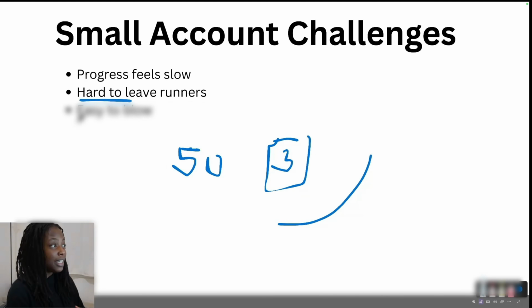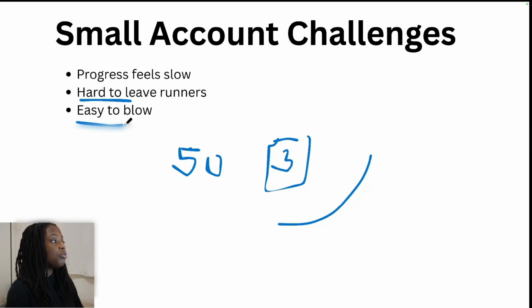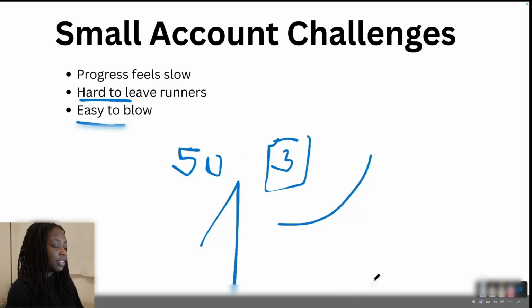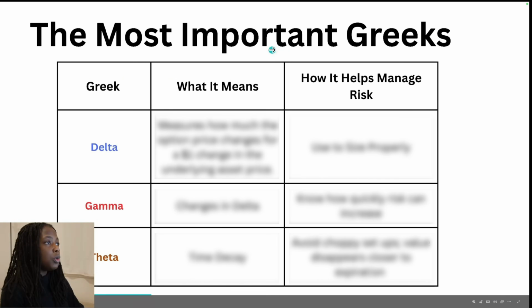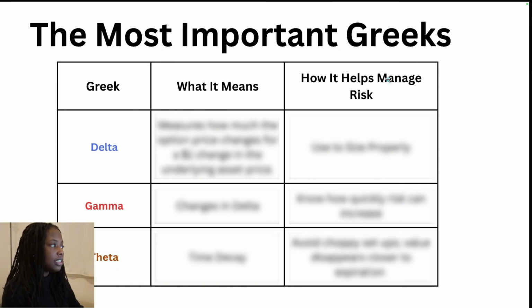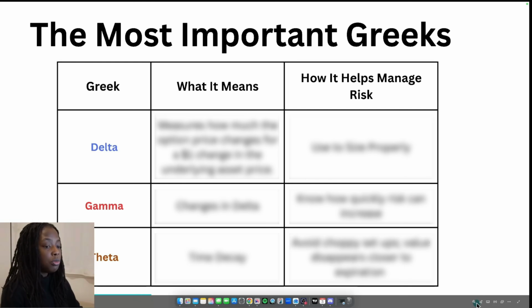While we're talking about gains, leaving runners, and progress, it's also really quick to blow up your account. That account could go from small to non-existent real fast if you're not careful. So in this video, I'm going to be going over the important Greeks that I will be using to scale this account. You need to understand the delta, gamma, and theta when you're trading options. I'm going to be using options to scale this account. That's why I'm talking about options.